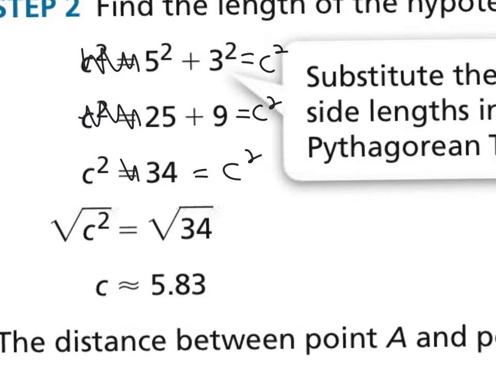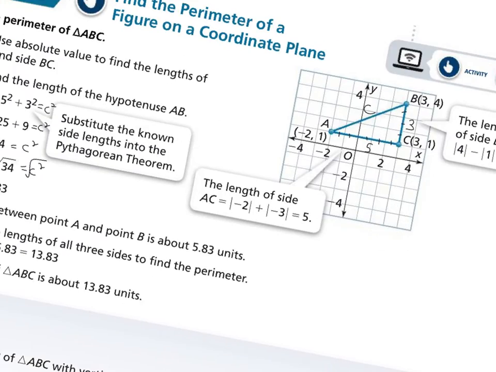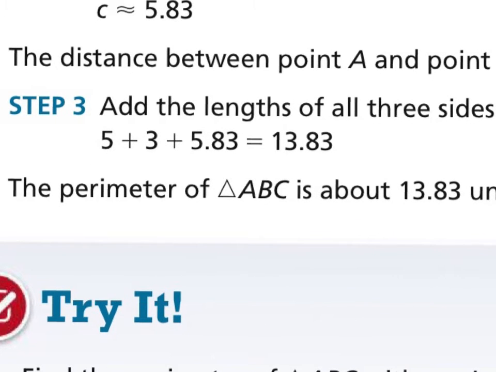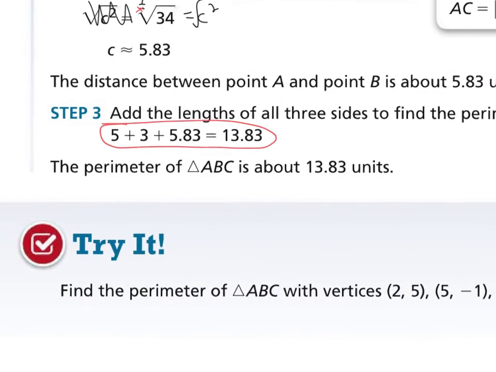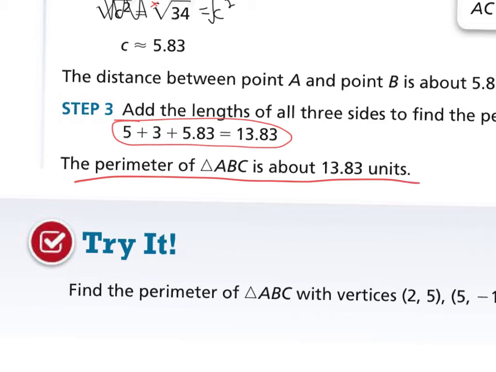So normally we do a squared plus b squared equals c squared. So 5 squared is 25, 3 squared is 9. Add those together is 34. Take the square root, plus or minus, and then we can't have a negative answer. So to the nearest hundredth, that would be about 5.83 units. We're wanting to find the perimeter, so we need to add all 3 sides together. So 5 plus 3 plus 5.83 is 13.83. So the perimeter is about 13.83 units.